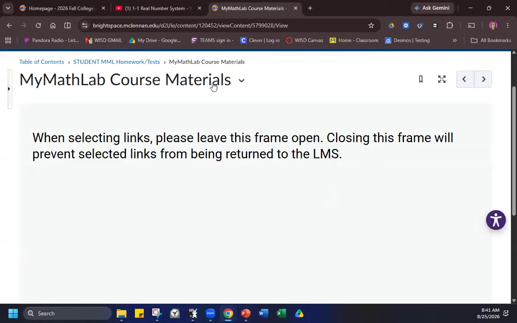Notice it says to keep this window open. So when you're in My Math Lab, make sure you keep your Brightspace open. Okay. It prevents it from losing connections and glitches. All right. So when you're in that one, keep it open. Keep both windows open. If it bothers you, you can minimize this one, but keep it still open. Don't close that window out.